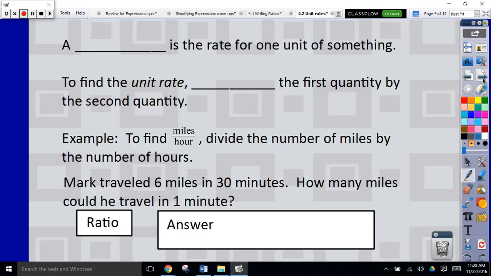When we find a unit rate, a unit rate is the rate for 1 unit of something. To find the unit rate, you divide the first quantity by the second quantity.